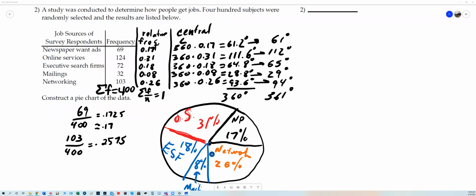That's how we do a pie chart. Make sense, guys and gals? Yeah. Okay, great. So I want to go ahead and do the next two problems together. Okay, so that's what I want to do.